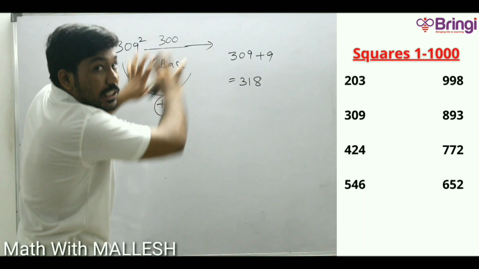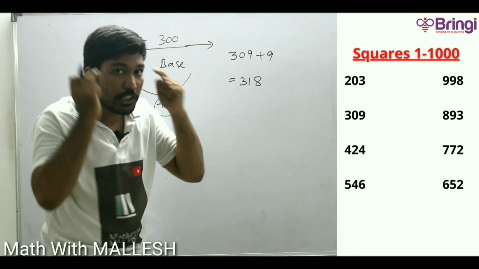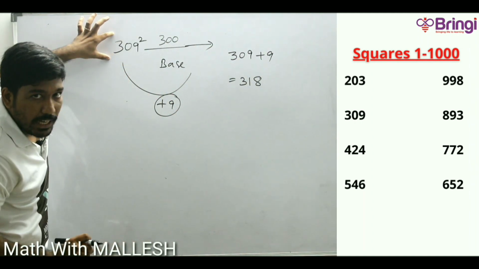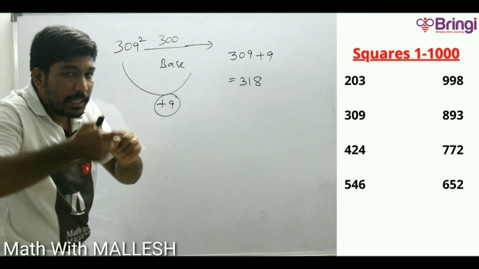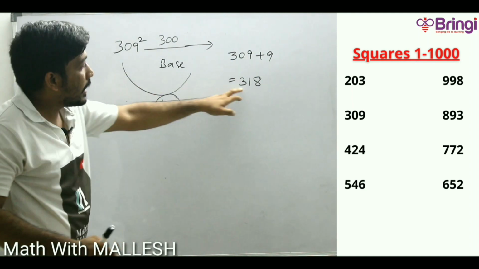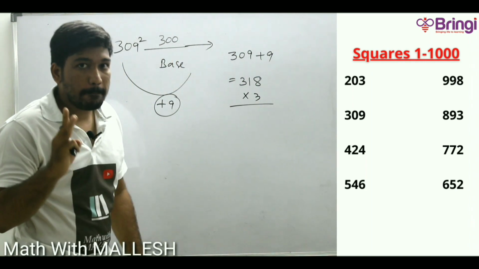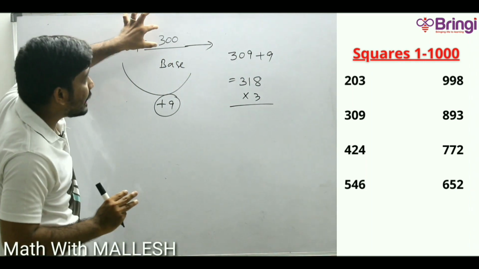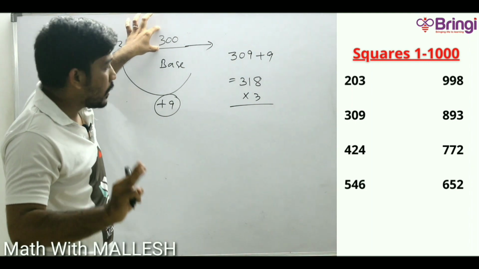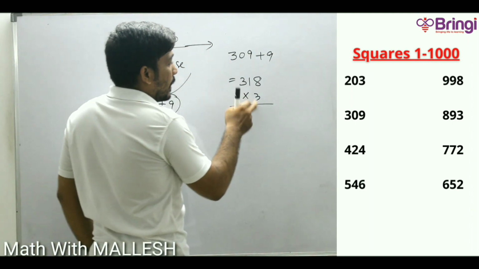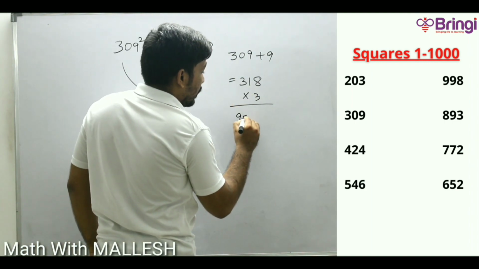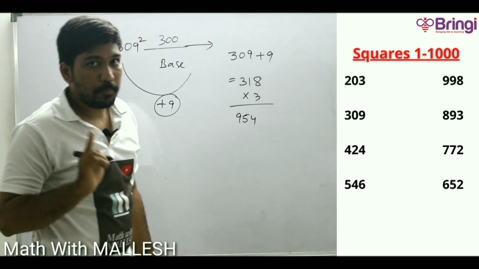There is no need to write this much; you can do these things in your mind. So 309 is there, take 9, double it and add to itself: 318. Now the next step is multiply with 3, because 300 is the base. So multiply with 3: 900 plus 54, 954. Clear?